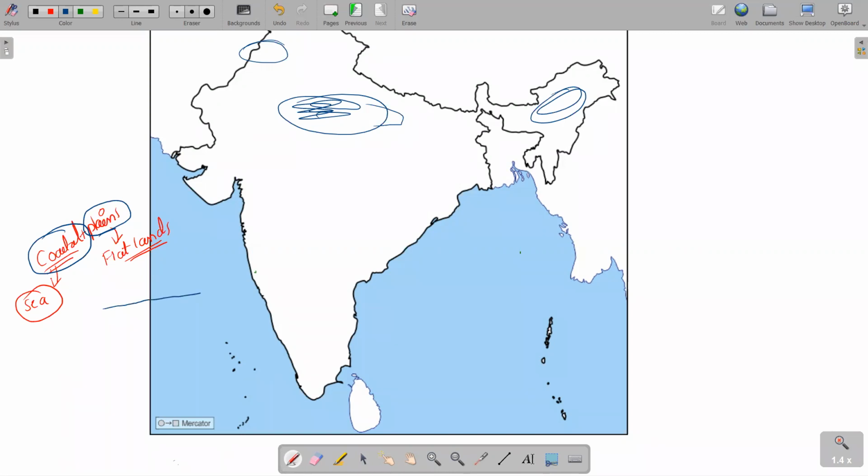Flat lands, the whole land is flat. Nothing will be there. There will be no mountains, no hills, nothing. And these are the plains present in the coastal areas.